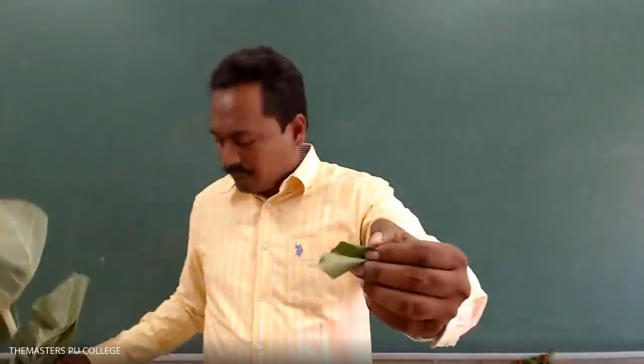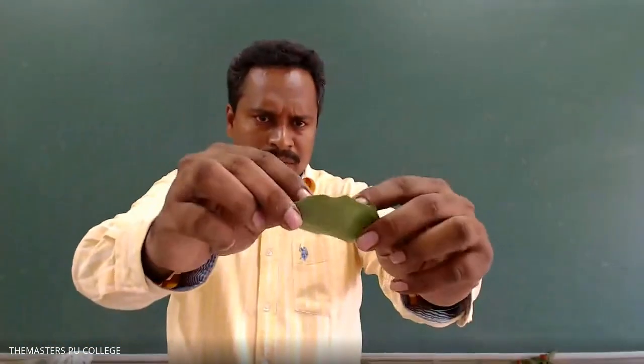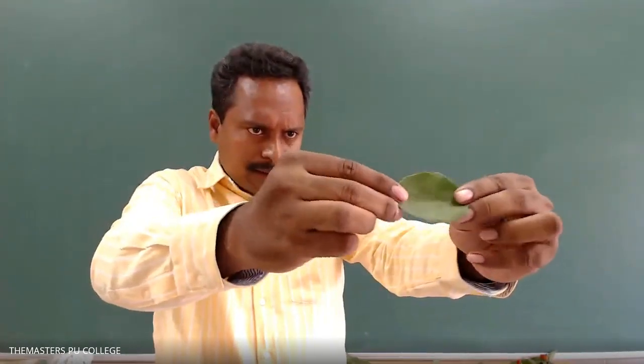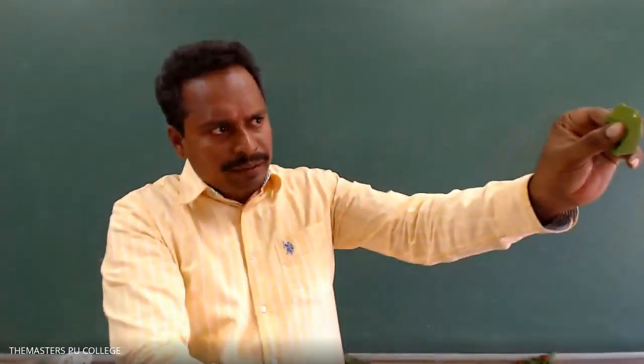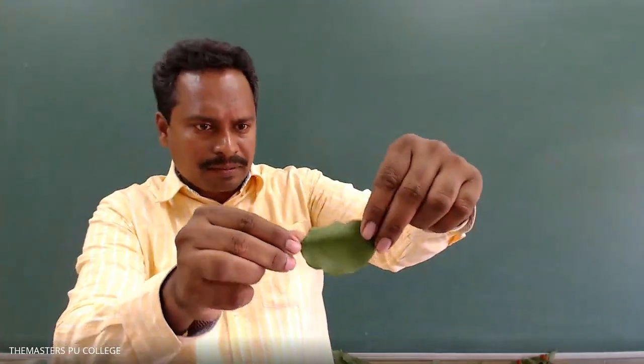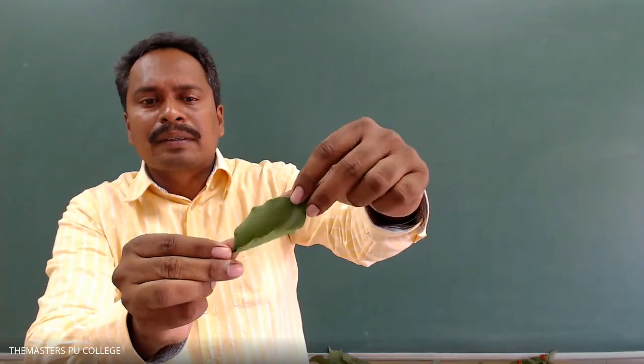Sir, turn the back side, sir. We can see. The backside of this leaf. When compared with the backside, I think the upper surface of the leaf is clearly visible in this venation. Upper surface. Yes, sir.